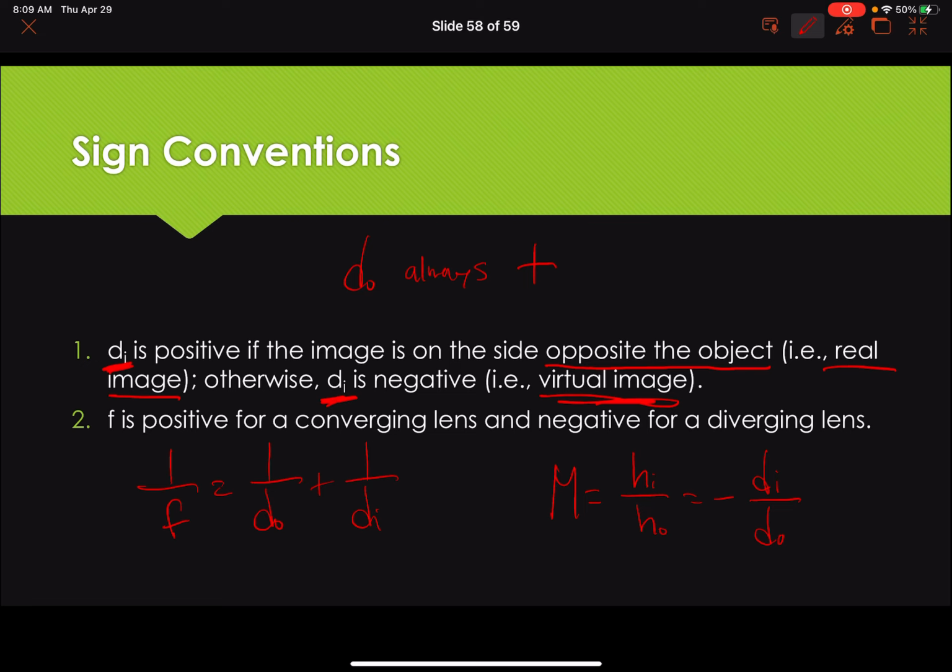And then for our focal point, we're going to say it's positive for converging lenses and negative for diverging lenses. Again, just a convention. You could very much as well have said the opposite, and as long as we hold to that, our math is okay. But in this case, we're saying positive for converging, negative for diverging.